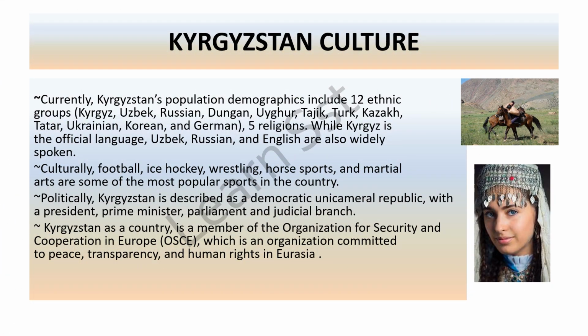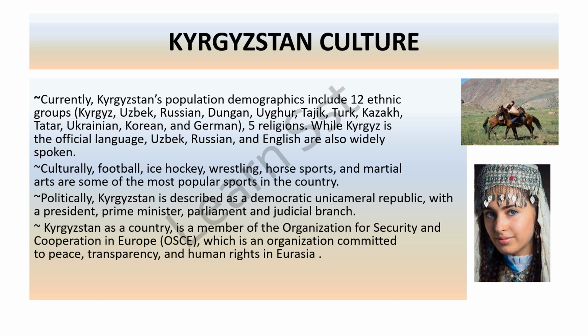Kyrgyzstan culture. Currently, Kyrgyzstan's population demographics include 12 ethnic groups. 12 ethnic groups are these: Kyrgyz, Uzbek, Russian, Dungan, Uighur, Tajik, Turk, Kazakh, Tatar, Ukrainian, Korean, and German, plus five religions. While Kyrgyz is the official language, Uzbek, Russian, and English are also widely spoken.